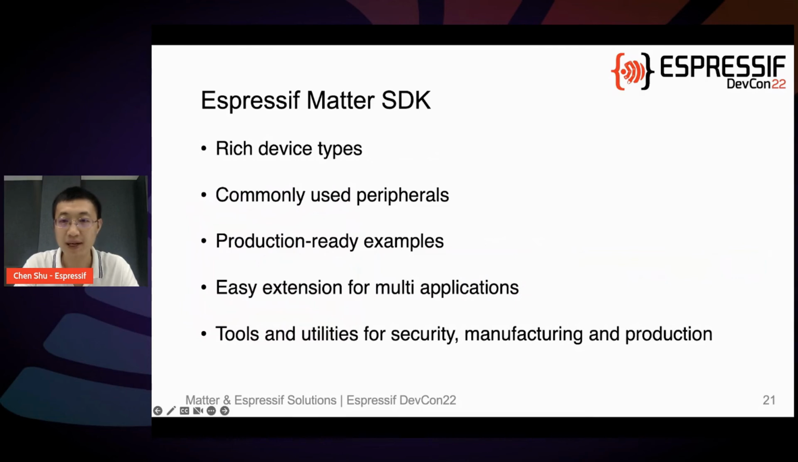The SDK also provides rich device types, commonly used drivers, and production-ready examples. We also support the mechanism to run Matter and other applications together on your device, so you can add Matter feature support to your existing products, which already run some other applications. We also provide rich tools and utilities for manufacturing and mass production. This is an often overlooked but a critical component of the device development lifecycle. By using Espressif SDK for Matter, we aim to further simplify and accelerate the development process of Matter products.